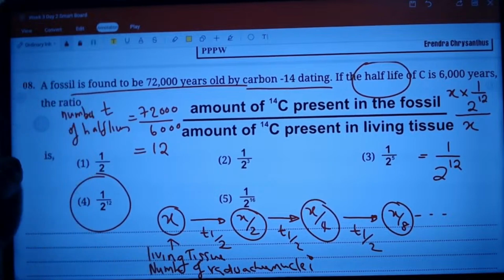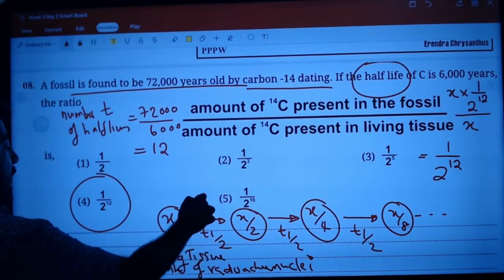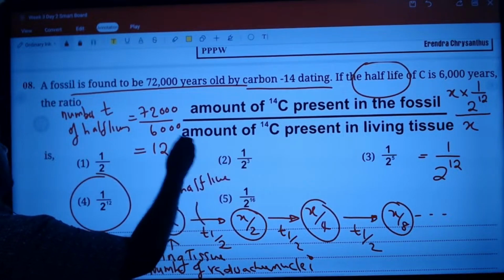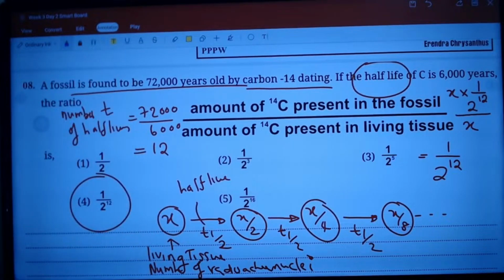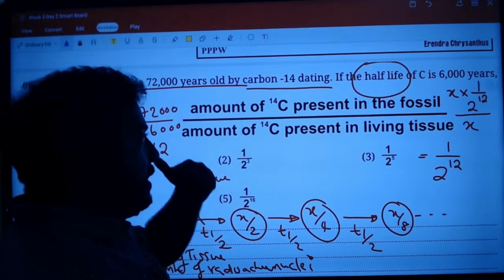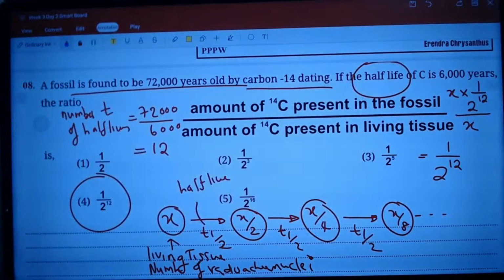So the 8th question, your answer is answer number 4. Right. Let's write. Half-life is the time taken, a very simple thing. Half-life is the time taken for a radioactive nucleus to reduce to half its value.